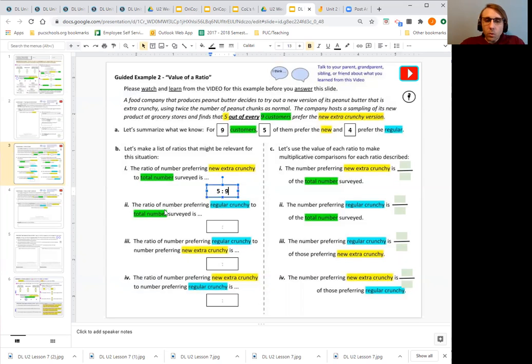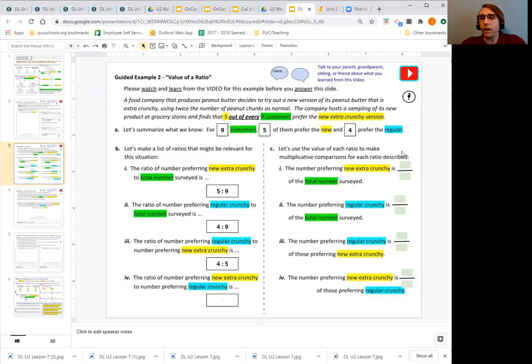All right, number 2. What is the ratio of the number of people preferring the regular crunchy compared to the total number? Okay, well, the regular people were the 4 who didn't like the new one, so that's 4 colon, and then the total number, which is 9. Okay, next one. What is the ratio of the number of those people who prefer the regular crunchy compared to the new extra crunchy? Okay, regular, that was the 4. So 4 colon, and then how many for new extra? Okay, so hopefully you said 5. So 4 to 5. And then now we're going to reverse that because it says new extra crunchy compared to the old. So you can just reverse your 2 numbers and put them here.